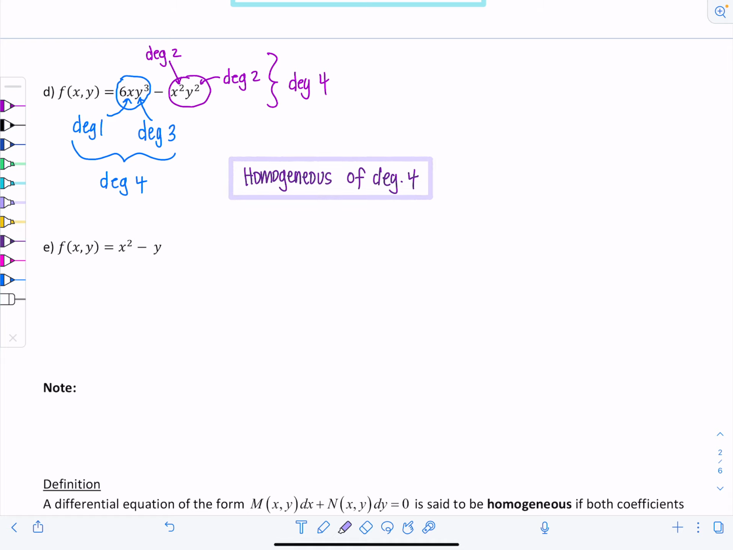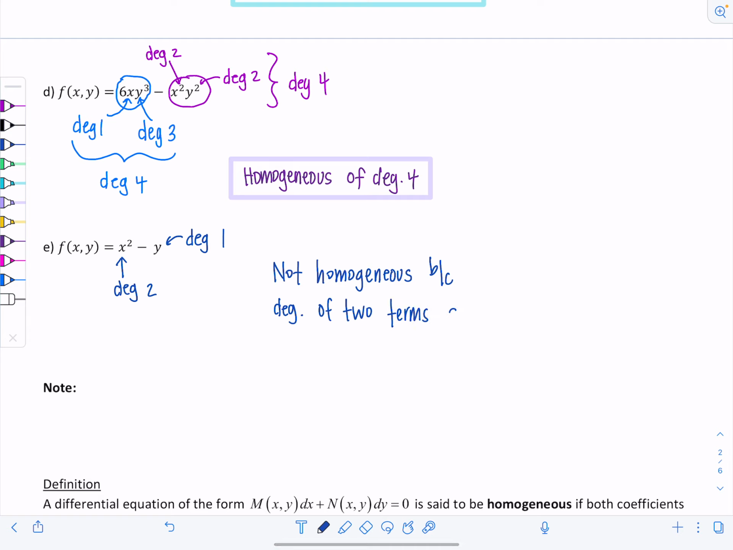Okay, the examples I did previously were a little more complicated. Okay, one more like this. F of xy equals x squared minus y. So notice here, this term is degree 2, x squared. Y is to the first, so that's degree 1. And this function is not homogeneous. Why am I saying that? Because the degree of the two terms is not the same. So the degree of the two terms is different. Very good.